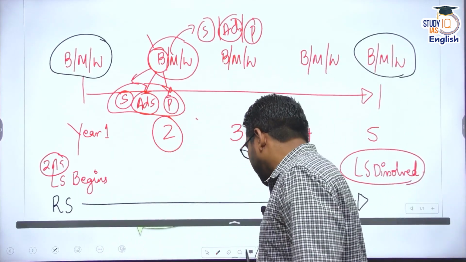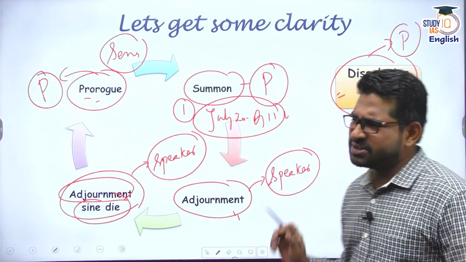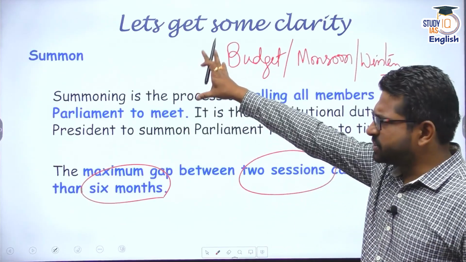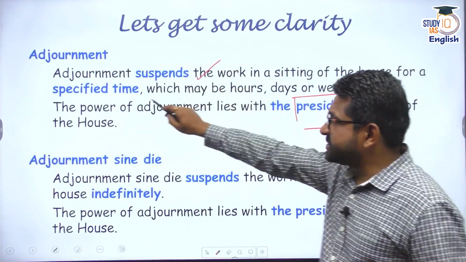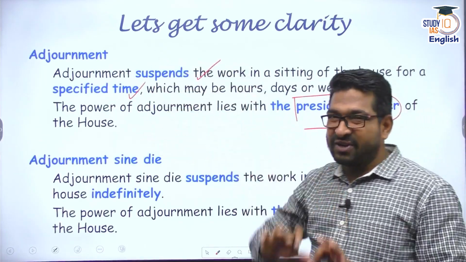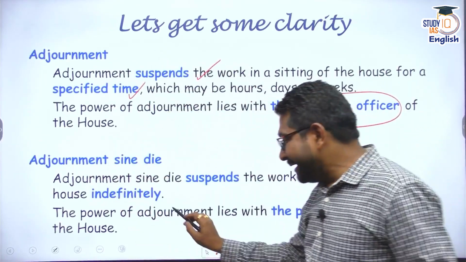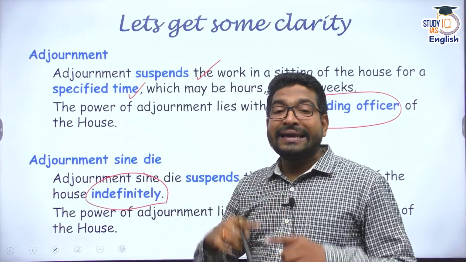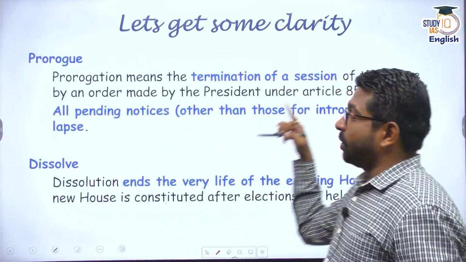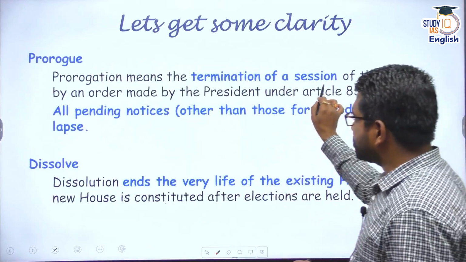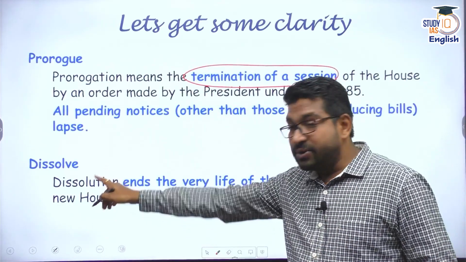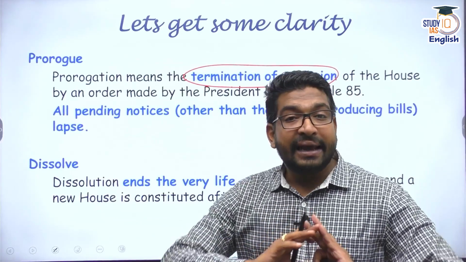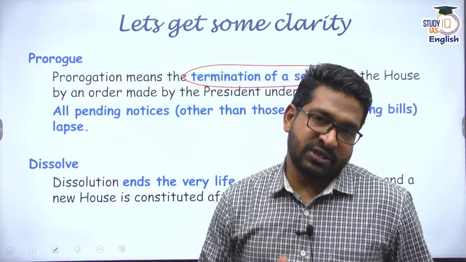All right. Now, there are some questions in students' minds with respect to this. I told you summoning, adjournment. Adjournment suspends for a specified time, and a specified day of reconvening is told. Adjournment sine die is indefinite, without any day for reconvening. Prorogation means termination of that particular session. Dissolution is completely ending the life of the Lok Sabha.